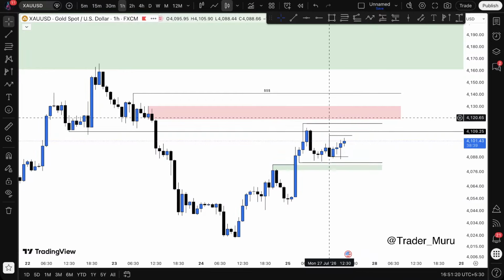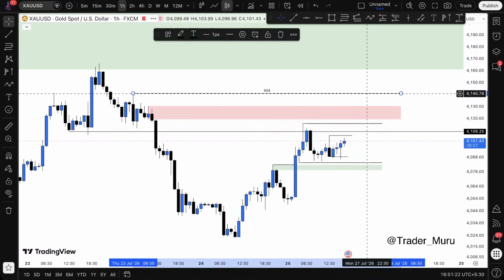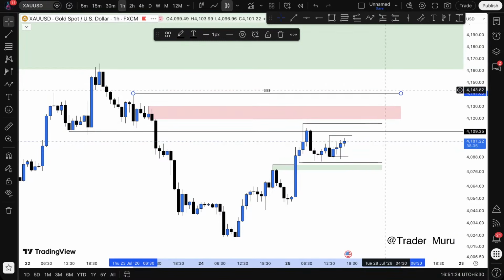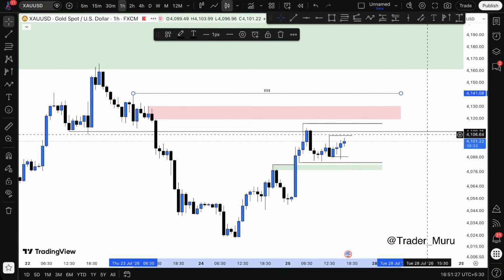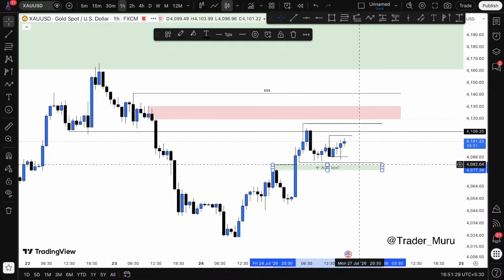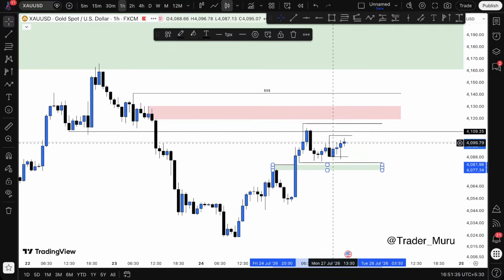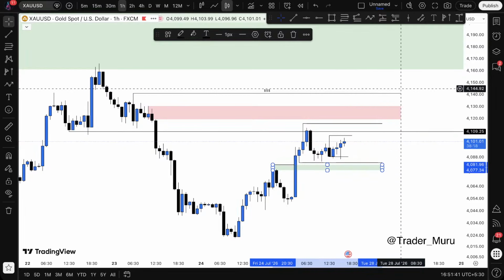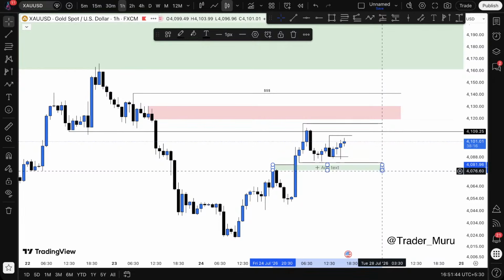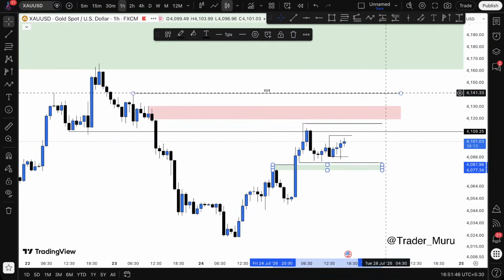These are the only prices you need to keep in mind. This is our daily time frame liquidity, 4141. This is our 1 hour structural area, 4081 to 4077, and this is our 1 hour momentum candle. So with these three areas, on the sweep of this high you can get short, and on the test of this green zone you can get long.